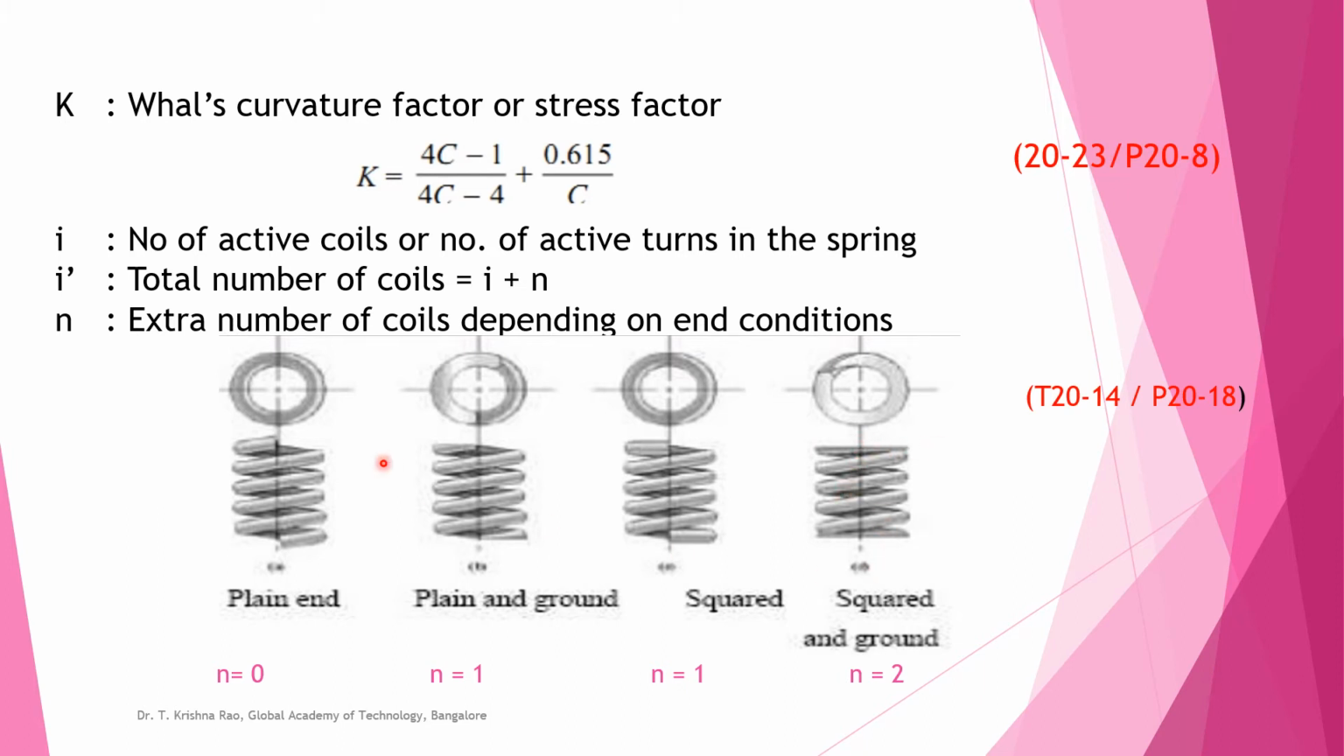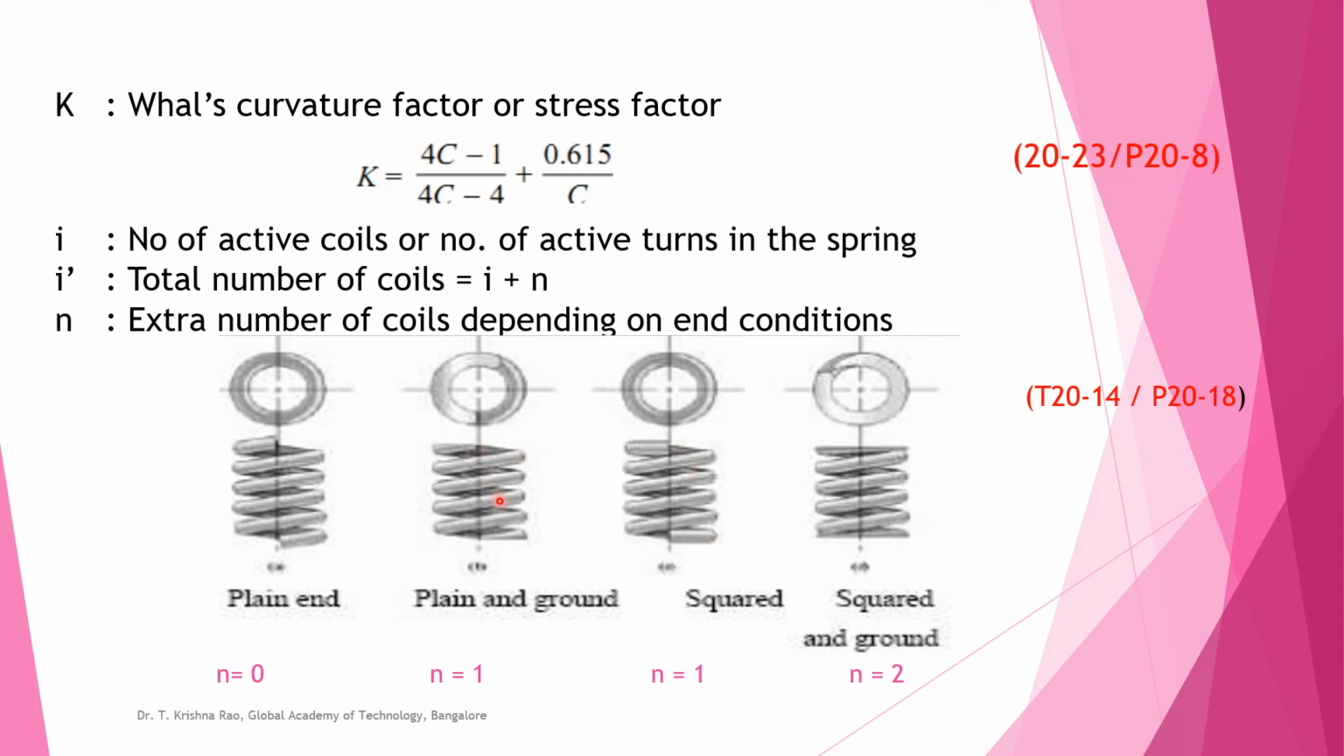In the plain ends, we don't lose any coils. All the coils will contribute to the deflection, so the active number of coils is the same as the actual coils. Whereas in a condition like ground ends or squared ends, there is half a coil at the top and half a coil at the bottom. These are lost for making it flat, and they don't contribute to the deflection.